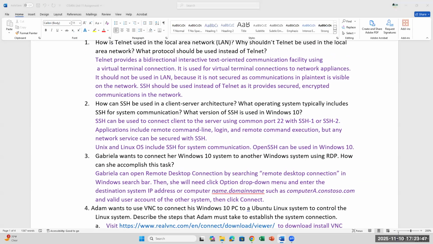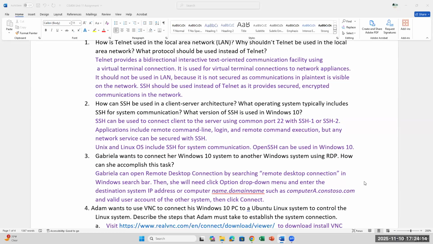For number 3, it says Gabriella wants to connect her Windows 10 system to another Windows system using RDP. How can she accomplish this task? So an interview question would be, if the job requires that you know how to manage remote desktop environment for Windows systems, they might ask you, how do you use RDP? We have to know how to be able to set it up.